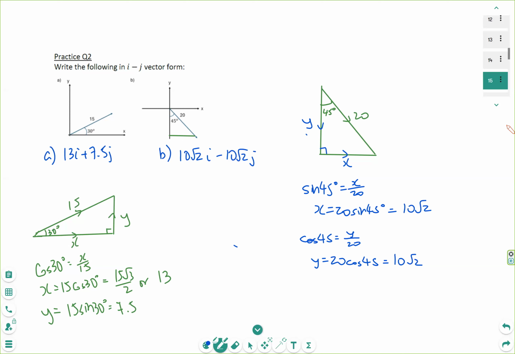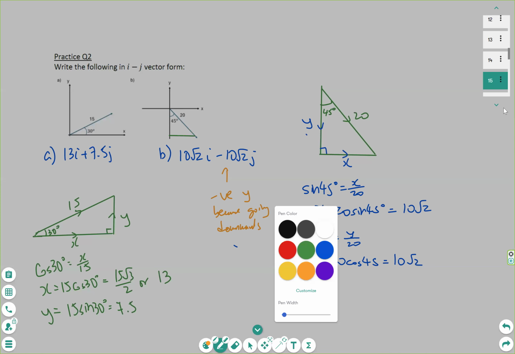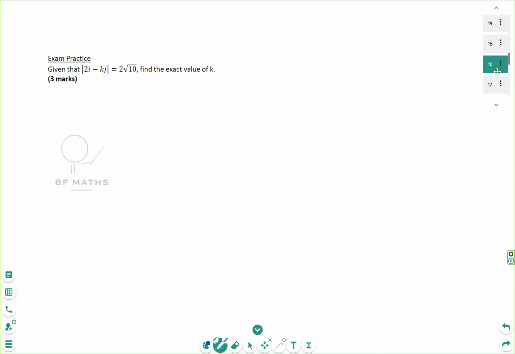Now, however, you might be wondering why it is negative in here. Because x is going to the right, x is positive. But y is going downwards, and when y is going downwards, it's negative. That's why it's negative in here. Put in negative y because the vector is going downwards. Okay? Right. So, exam practice.